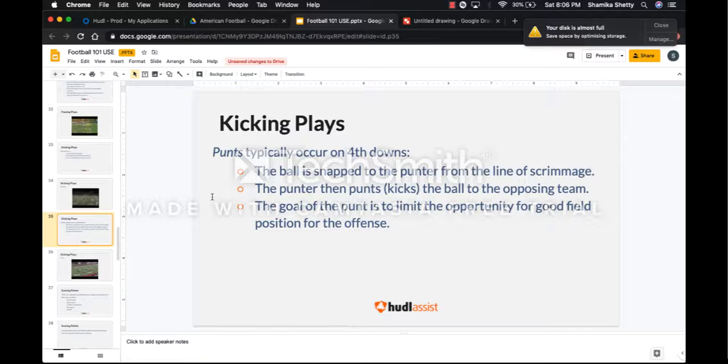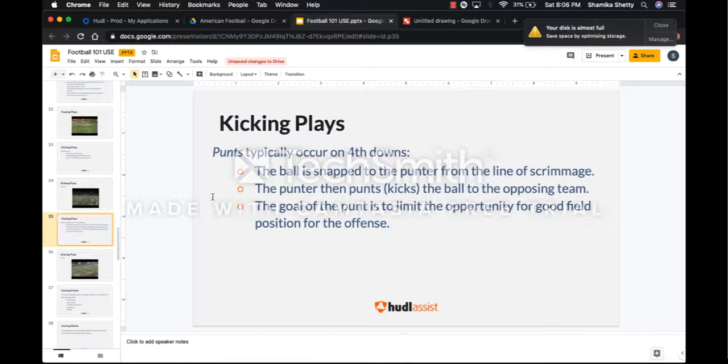In a punt, the ball is snapped to the punter from the line of scrimmage. Now we know the line of scrimmage is where the ball is kept. When the snap happens, the person who has the ball will first snap the ball between his legs to the person behind. That person will then kick the ball across the field towards the other team, to give it to the other team.